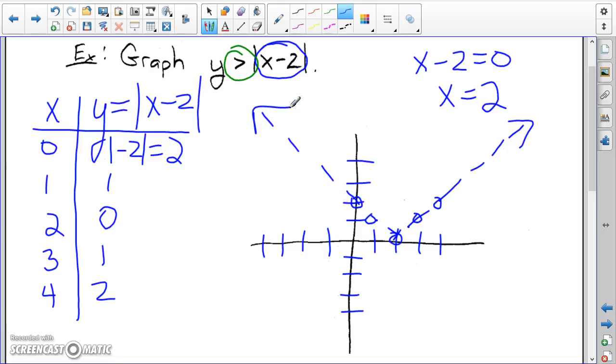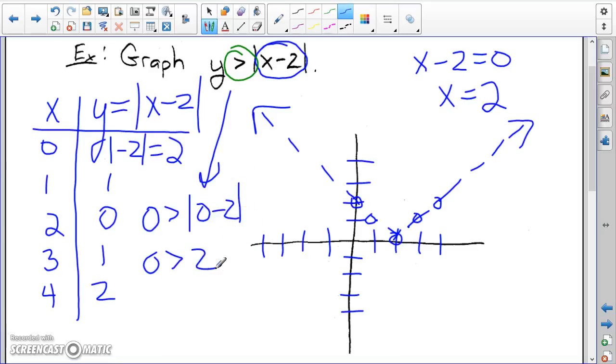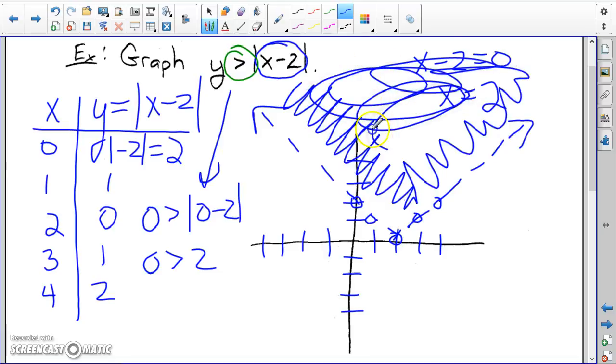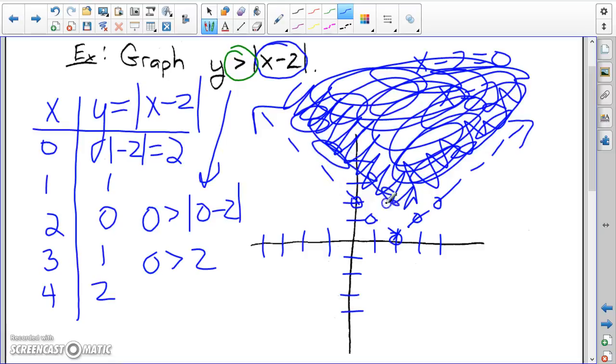Again, we can go right back to our 0, 0 point, so we'll plug in here. We get 0 greater than the absolute value of 0 minus 2. So is 0 greater than 2? The answer is no. So we're not going to shade the region that has the origin. We're going to shade the region that doesn't have the origin in it. And that's going to be the part which we consider the inside of the absolute value, or the V.